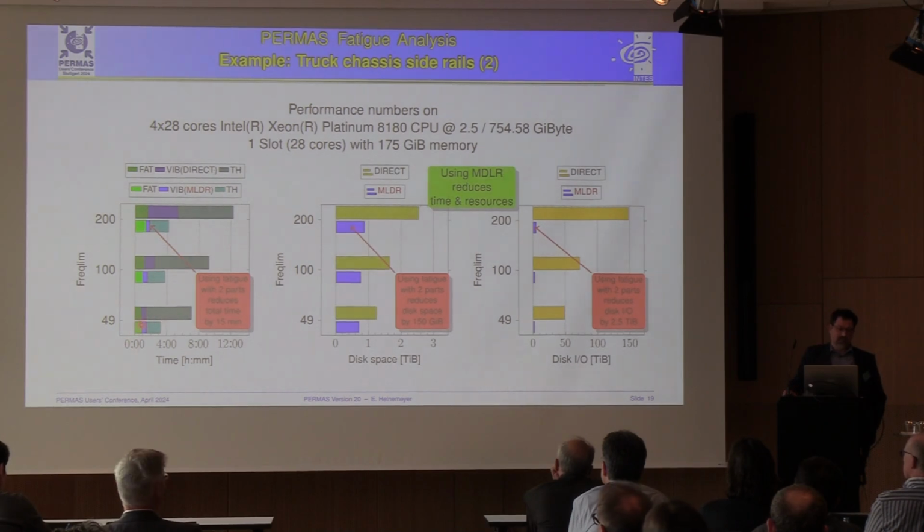So if you just have a look at the fatigue analysis part, which is doing the rainflow counting and damage computation, you will see that we have here a parallel efficiency of 27 out of the possible 28 for the one slot that we were using. So this part is highly parallelized and almost shows a perfect scaling.